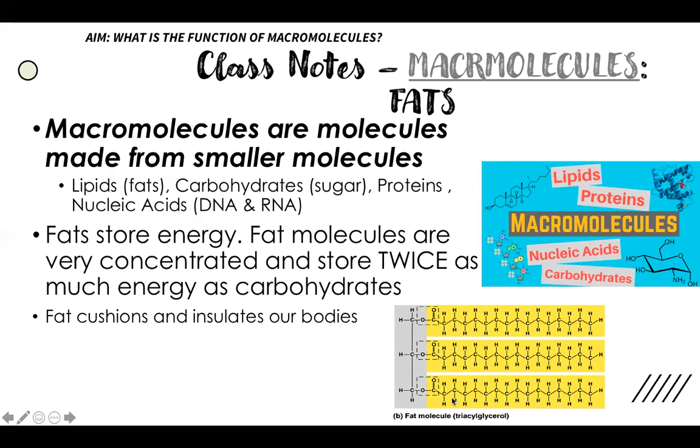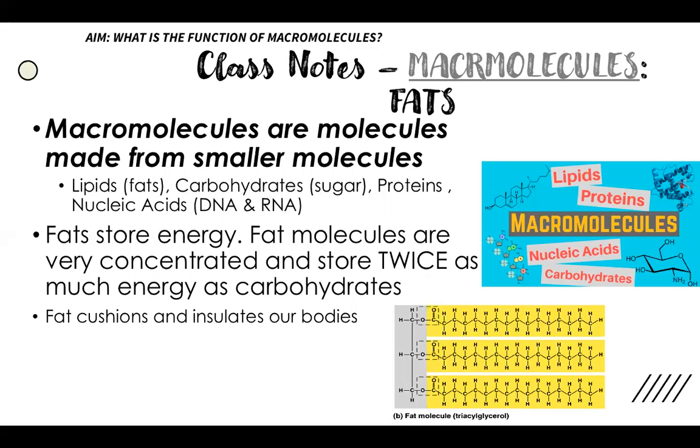So some things to note for today. You can watch this macromolecules video now if you want an overview of all 4 of the molecules. But macromolecules are molecules made from smaller molecules. So lipids are fats, carbohydrates are sugars, proteins and nucleic acids such as DNA and RNA. Fats store energy. So another name for lipids is fats. So if you hear me say fats, I mean lipids. If you hear me say lipids, I mean fats. They are interchangeable. They mean the same thing.